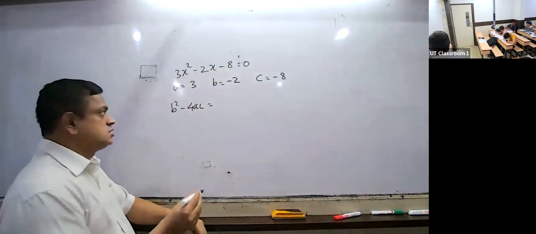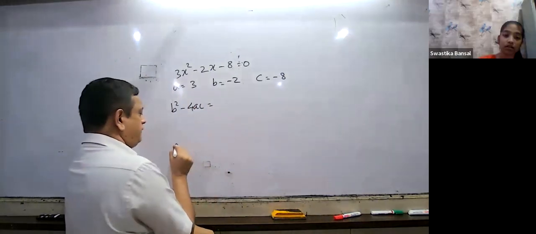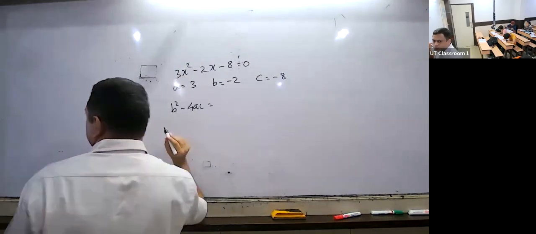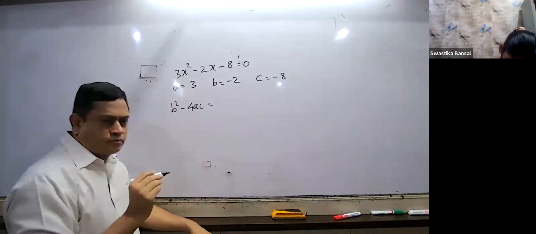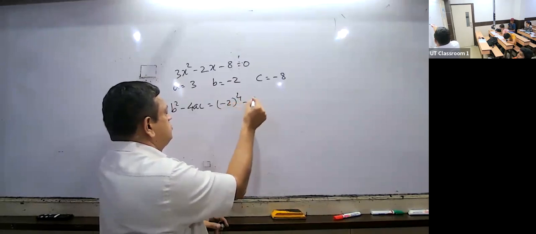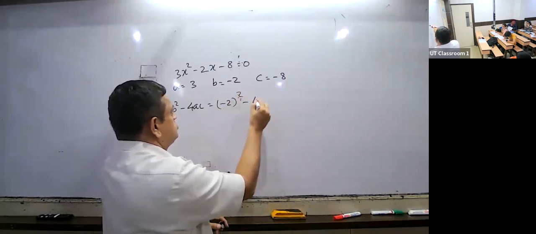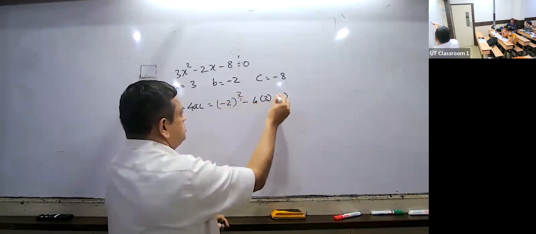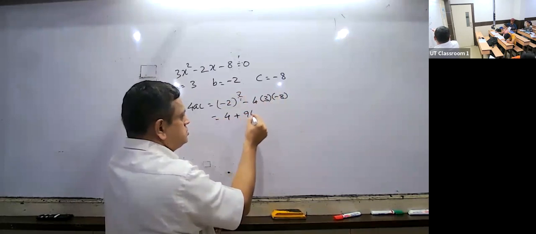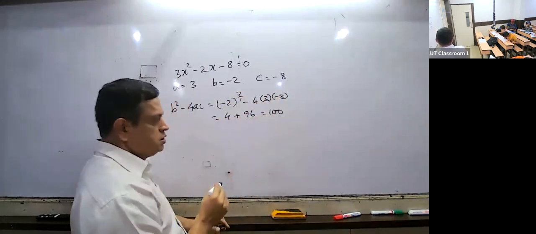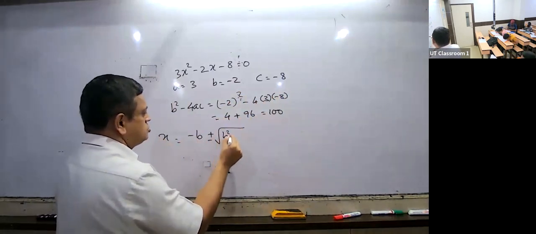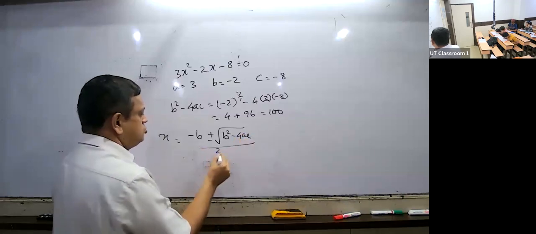Got b² − 4ac? Fast. Remaining part. Minus 2 whole squared, minus 4 times 3 times minus 8: 4 plus 96, that is 100. All of you got 100? Then the formula: x = (−b ± √(b² − 4ac)) / 2a.